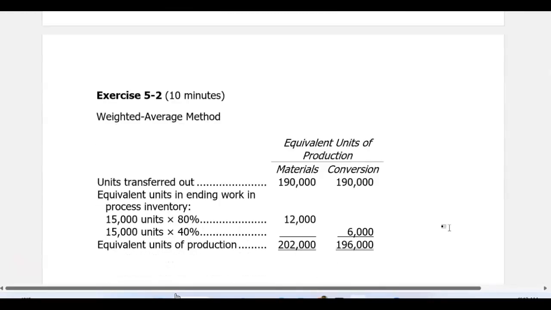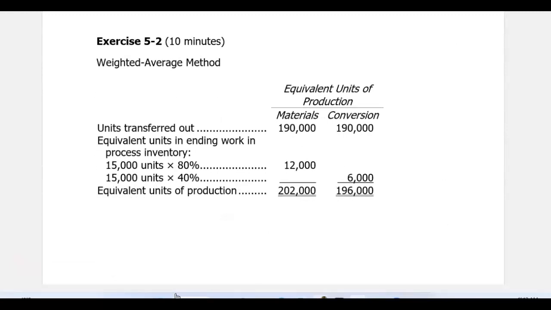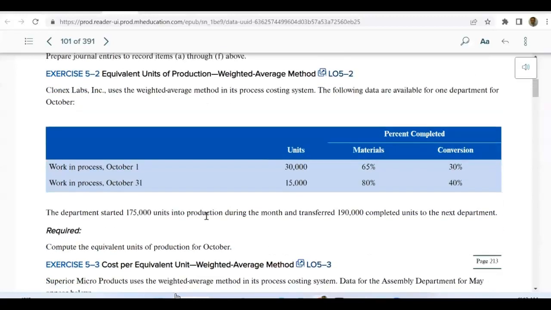The next problem is exercise 5.2, which says the company used the weighted average method in the process costing system. The following data are available for one department for October. So work in process, October 1st, has 30,000 units with 65% complete in regards to material already entered, and 30% of conversion.